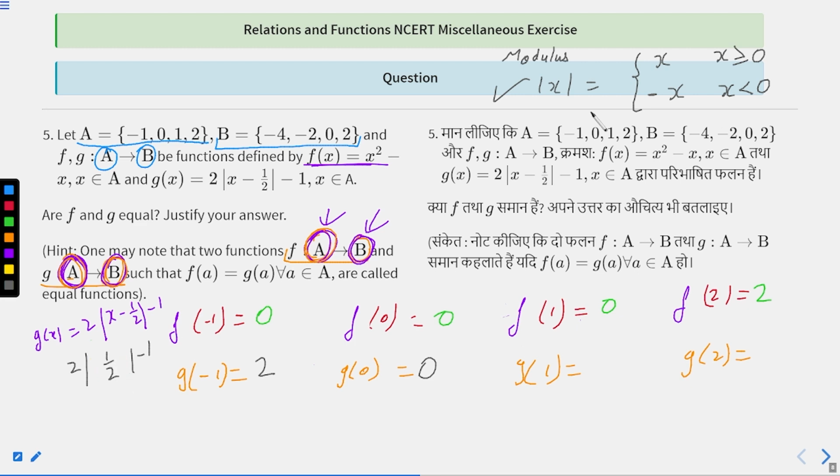Now g of 1 means 2 times (1 minus 1) by 2 minus 1, and 1 minus 1 by 2 is 1 by 2. Using this definition, what will it be? It will be 2 times 1 by 2 minus 1, and we know it is just 1. 1 minus 1 is 0.